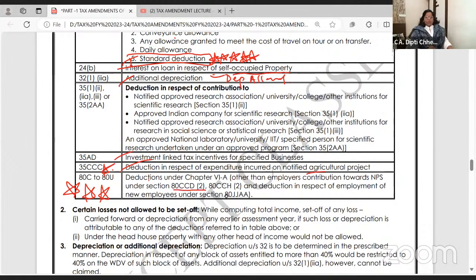80CCD2, employer's contribution to national pension scheme, Atal Pension Yojana and all that. 80CCH2, this is newly started this year. There's an Agniveer Corpus Fund maintained, and there if the central government is contributing for their employees, they can claim a deduction. Its detail I will cover in the second tax amendment lecture, that is on all the other heads amendment and deductions. And as I said, the third one will be for the TDS and TCS.